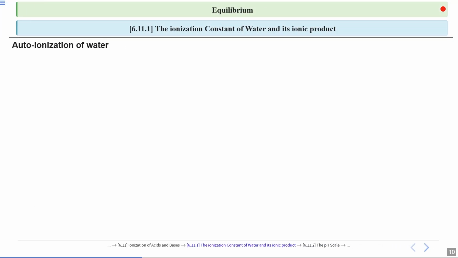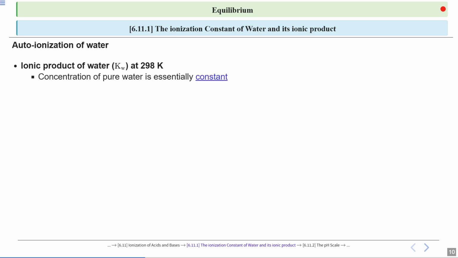If we continue with this equation, then we can define a very important term, which is the ionic product. Now this ionic product is being defined in this case at 298 Kelvin. Now it can be defined at different temperatures. The definition will remain the same, but the value will change. So that is the reason I am writing it as 298 Kelvin.